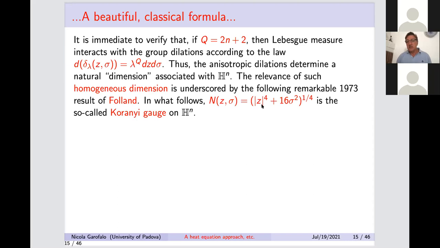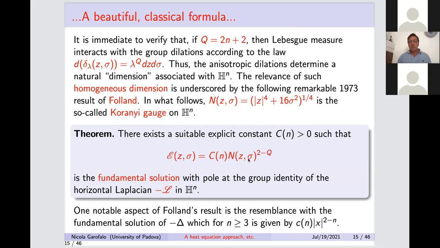All right, so now let me consider this remarkable function here, which is known as the Korányi gauge. Notice this is homogeneous of degree one with respect to the non-isotropic dilations. And there is a beautiful fact which was discovered by Jerry Folland in 1973. The appropriate power of this function gives you the fundamental solution, with pole at the group identity, of the horizontal Laplacian minus L in H^n. And there is a notable resemblance between this theorem of Folland and the classical theorem for the Laplacian in dimension bigger than or equal to three, that gives you the fundamental solution as the norm to the power 2 minus n.